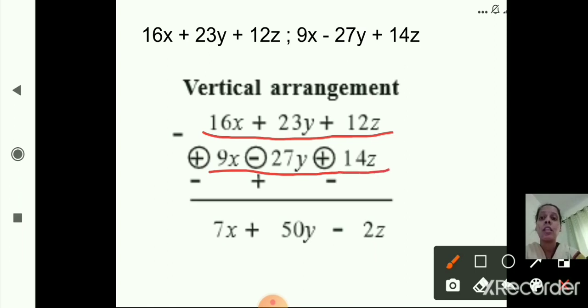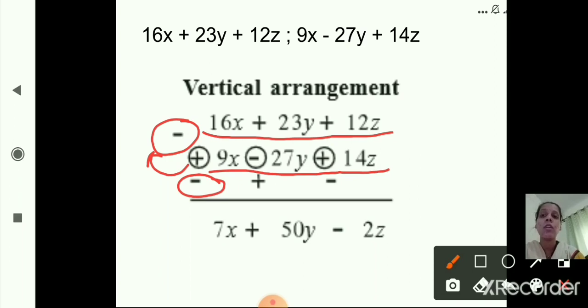And here for 9x there is no sign, which means it is a plus sign. So here we have written a plus sign. Now as we are doing subtraction of algebraic expressions, we will write a minus sign here. Now see, this is a plus sign. What is the sign for 9x? That is plus. So this plus and this minus, plus minus is minus, so here we have written minus.